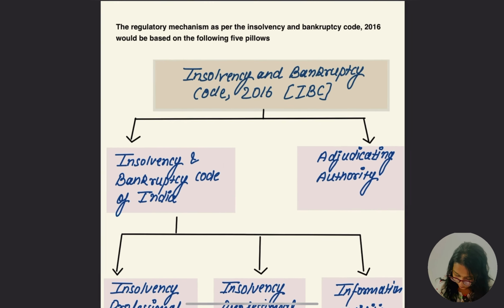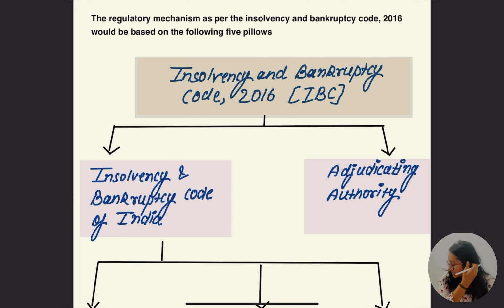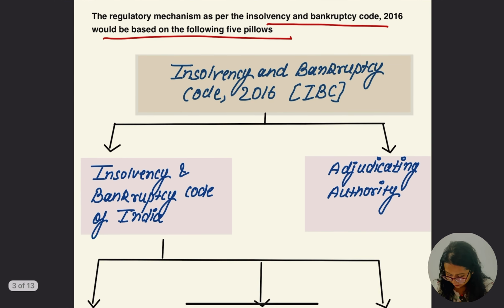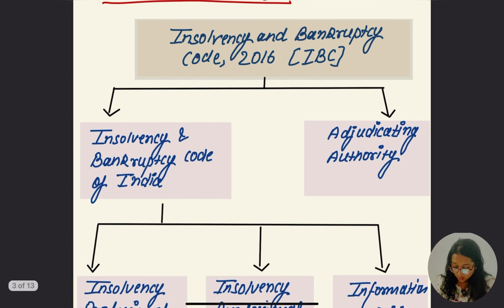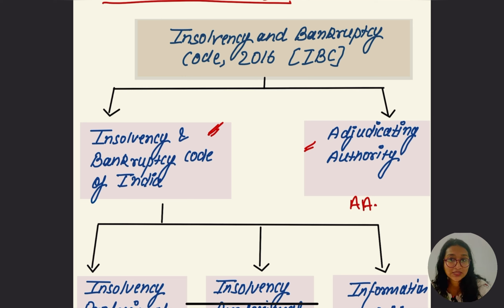Let's go to the regulatory mechanism. As per the Insolvency and Bankruptcy Code 2016, it would be based on the following pillars. The mechanism of the Insolvency and Bankruptcy Code is divided into two parts. First is the Insolvency and Bankruptcy Board of India, and the second is the Adjudicating Authority, which is simply known as AA.